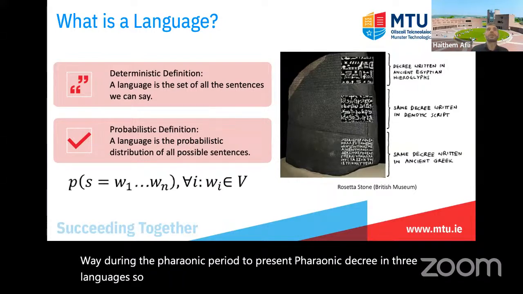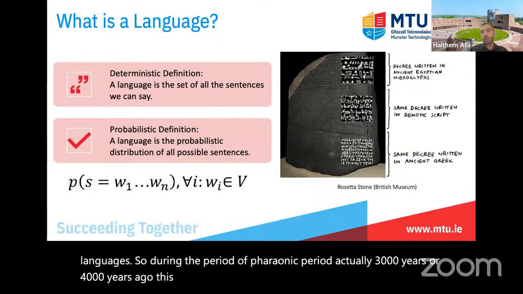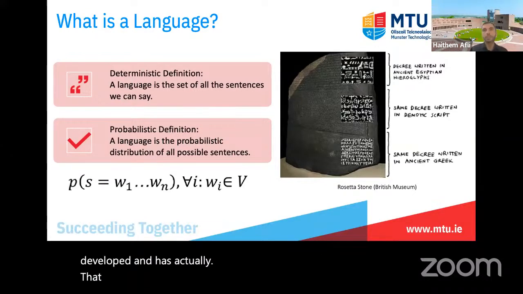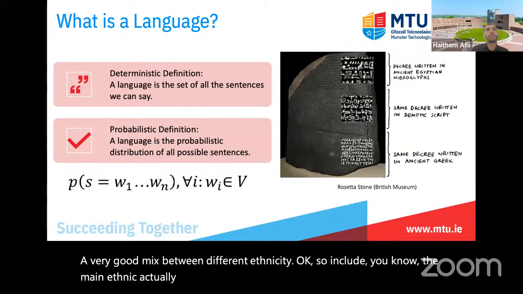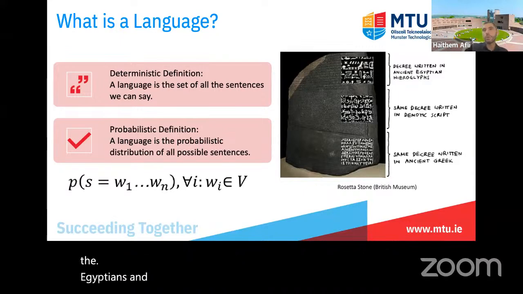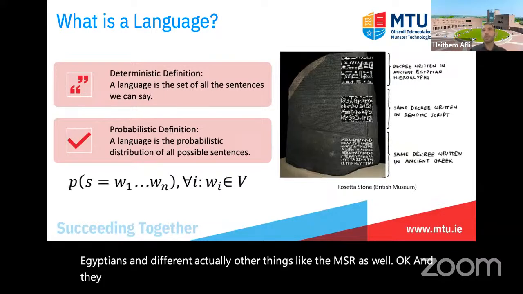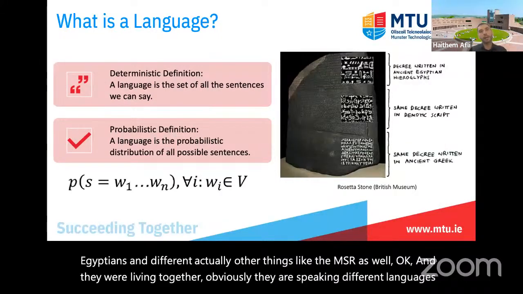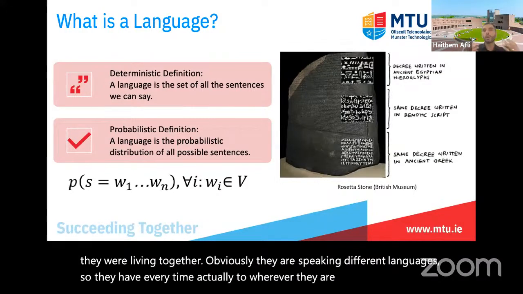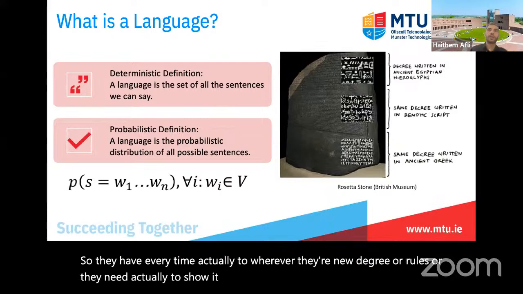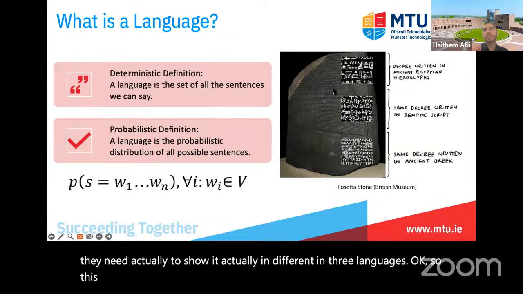So during the pharaonic period, 3,000 or 4,000 years ago, the society was a civilized, developed society and had a very good mix between different ethnicities. The main ethnic parts were the Greeks and the Egyptians, and other ethnicities like the Amazigh as well. And they were living together. Obviously they were speaking different languages, so every time there was a new decree or rules, they needed to show it in 3 languages.